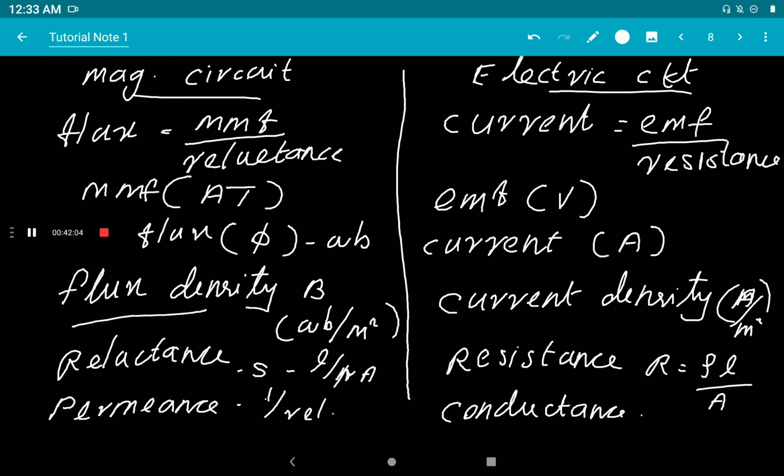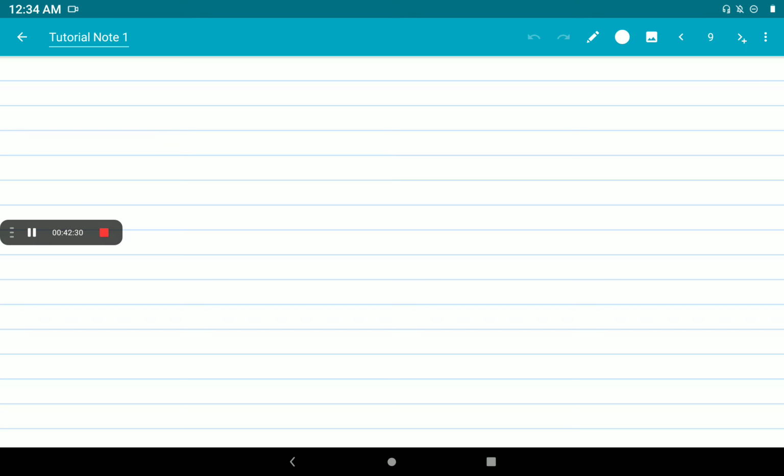And the flux density, which is denoted by B, and the unit is Weber per meter square, and the similar property is current density. And the reluctance is the opposing property of a magnetic material, and the similar property of electrical circuit is resistance. And another term is permeance, which is inversely proportional to the reluctance, and the similar property is conductance. So these are the comparison between magnetic circuit and electric circuit.